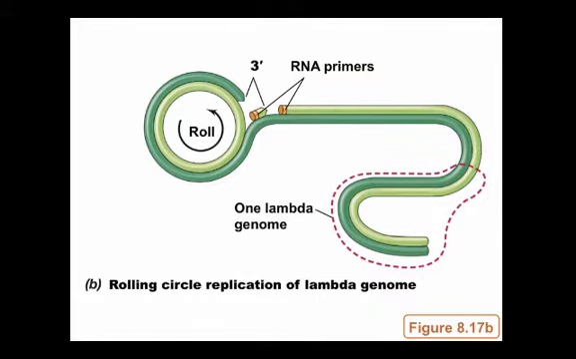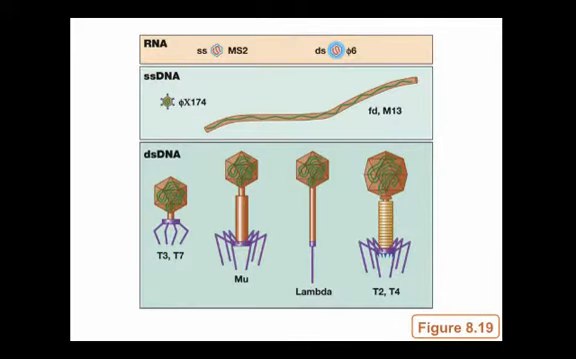The opposite strand gets made by regular RNA primers, RNA primase, et cetera, and gives you this whole long double-stranded piece of many, many copies of your genome. That then gets chopped up at these cos sites. These are now very specific sites, which then gets packaged inside the bacteriophage head. So that's lysogeny, lysis. Let's look at a little bit of the viral zoo that we have out there.